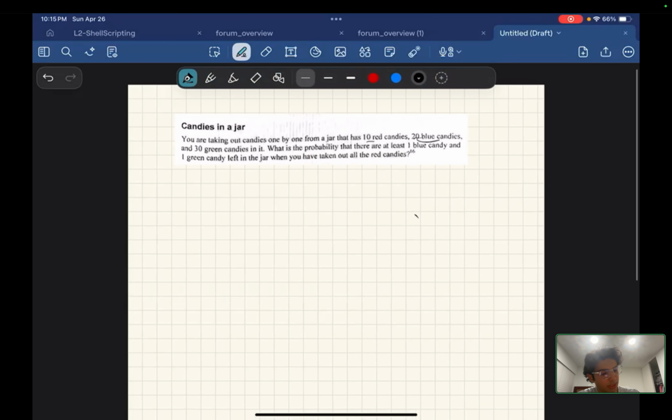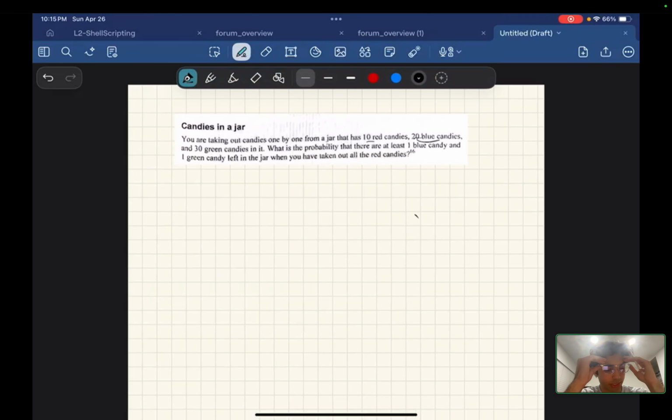When it says what's the probability that there are at least one blue and one green candy left in the jar when you've taken out all the red candies, it's just a fancy way of saying what's the chance you take out all the reds before the rest. Chance that you take out all the red candies before you take out all the blue and the greens.